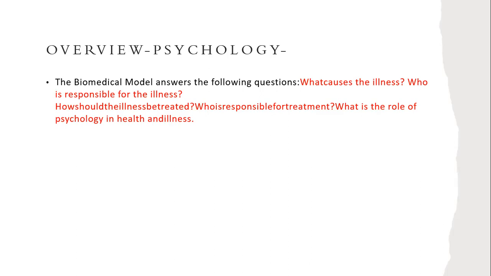How should the illness be treated? This is where the rubber meets the road with the doctor. Who does it rely on? The doctor, the professionals. And what is the role of psychology in health and illness? We're going to look at the physiological and then the psychological. But a lot of times, the biomedical model created itself to look at the physiological consequences, not the psychological consequences. How is the body going to change?